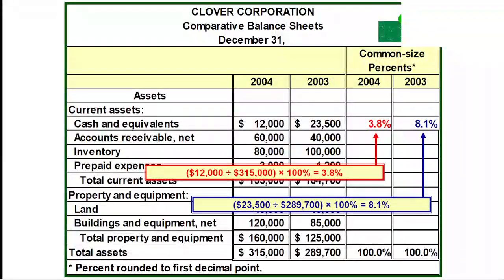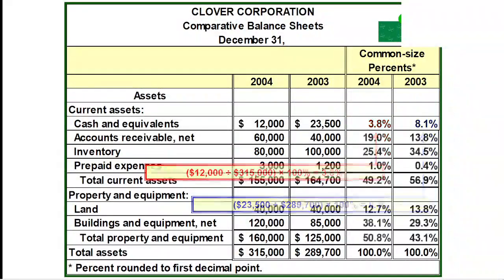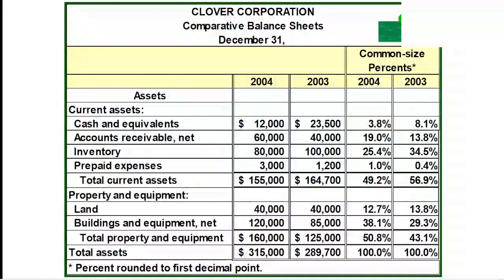Now, is 3.8% a good number or is 8.1% a good number? There is no standard for that. It depends on the company policy, what is the right number, or on the industry average, right? For example, the land or the buildings out of total property, plant and equipment compared to the total assets are about 50%. Now, is 50% good or not?